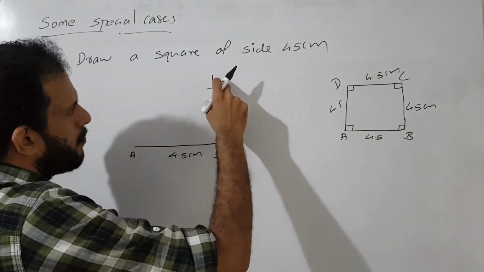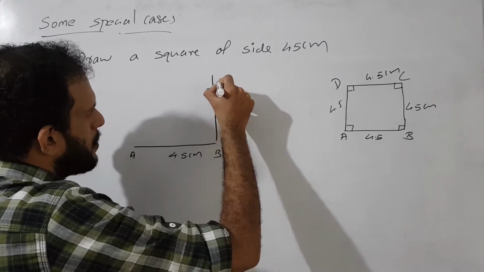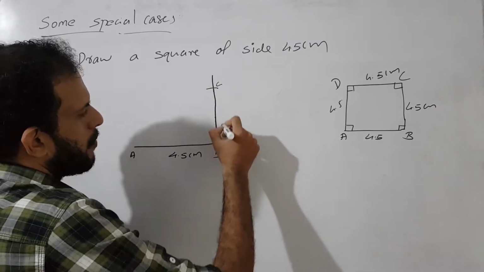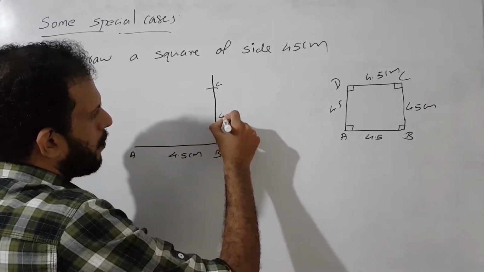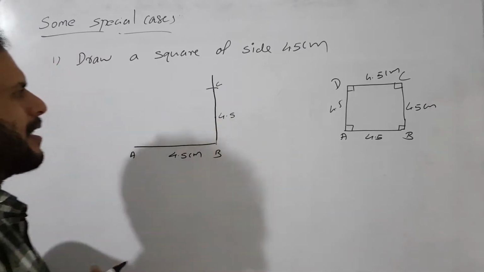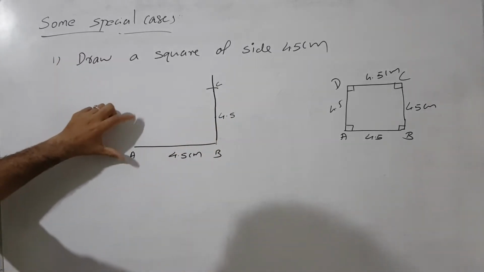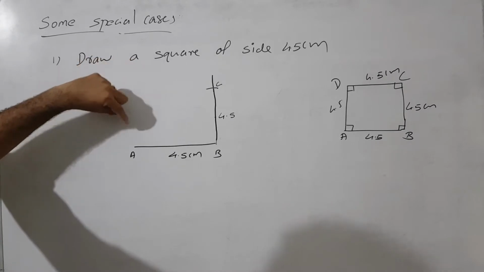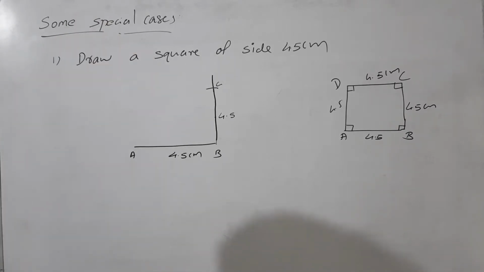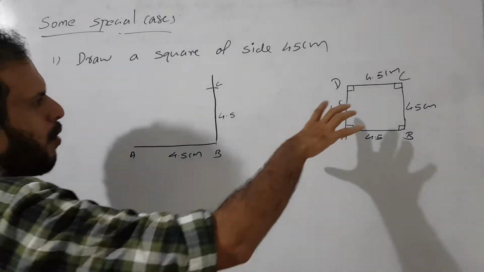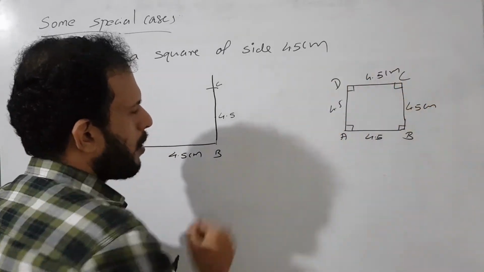Then what is the measurement of this? This point is C, so this is BC. What is the measurement of BC? BC is equal to 4.5. We have another idea: take the 90 degree and then draw the line. That's also correct. Otherwise, we now know all the side measurements are 4.5.